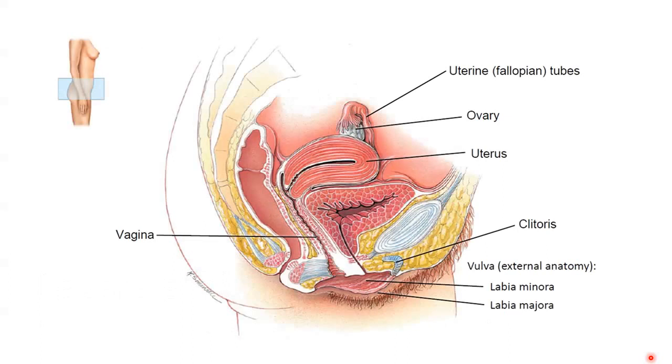So the organs of the female reproductive system include the ovaries, the uterine or fallopian tubes, the uterus, vagina, and the external organs which are collectively termed the vulva. The mammary glands or the breasts also make up part of the female reproductive system, as well as the integumentary system, which includes all of our skin and our appendages.